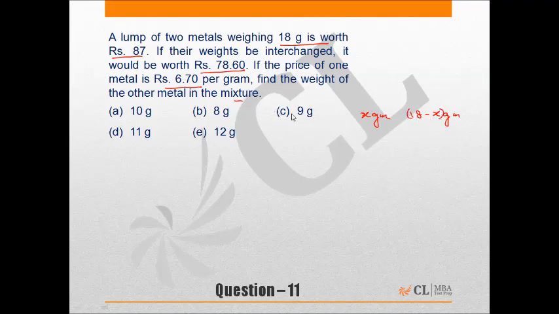Now let us look at this data. One of the items is 6 rupees 70 paisa per gram. The other one you can assume to be, let's say, k. So 6.7 into x plus k into 18 minus x is equal to 87. And the second equation would be 6.7 into 18 minus x plus k into x is equal to 78.6.